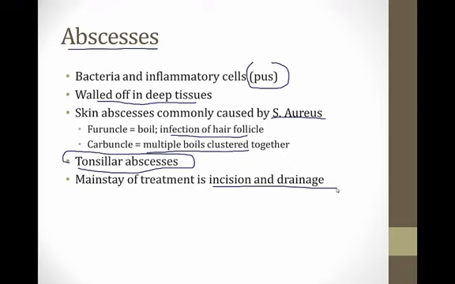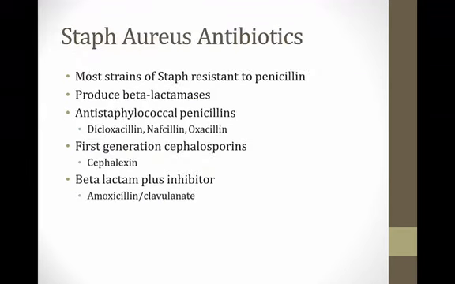Antibiotics often can't get inside enough to control the infection, and usually it requires a medical procedure to get rid of all that pus. So let's review the Staph aureus antibiotics. You need to know that most strains of staph are resistant to penicillin, and this is because staph often produces beta-lactamases, which are enzymes that inactivate penicillin. So options to cover Staph aureus include anti-Staphylococcal penicillin.